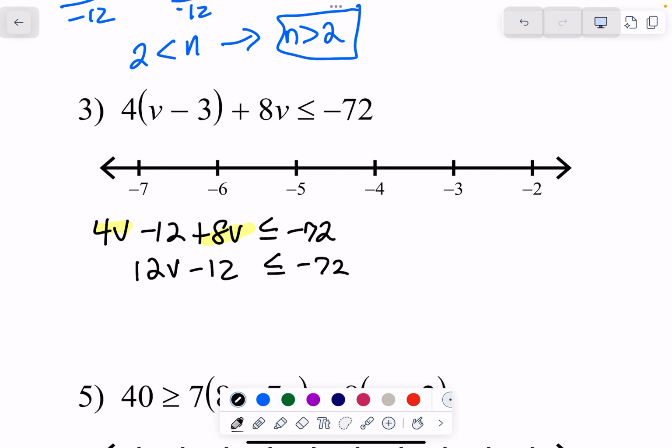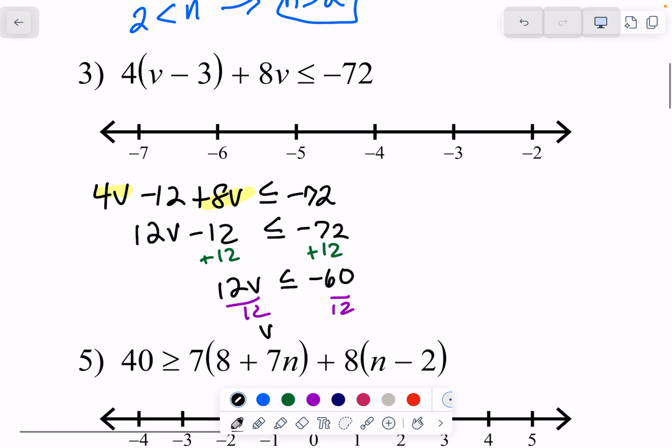Now it just becomes like an equation, but watch: if you multiply or divide by a negative, you're going to turn that symbol. So let's add 12 to both sides so that we get 12v is less than or equal to negative 60. Divide by a positive, which is okay, it doesn't turn the symbol. It's going to stay, and we get that v is less than or equal to negative 5.